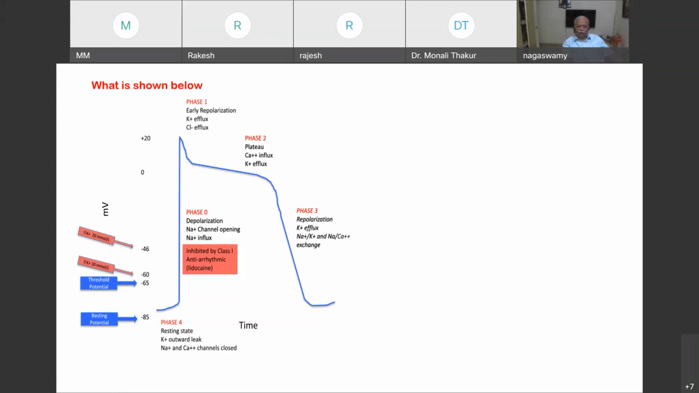SA node is the name, sinoatrial node. But what is a pacemaker? It is a specialized tissue of myocyte. Yes, it is slightly different from the regular myocyte. Okay, so these are the things, right?